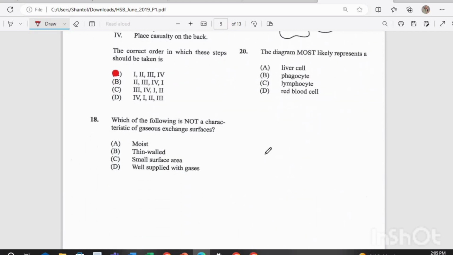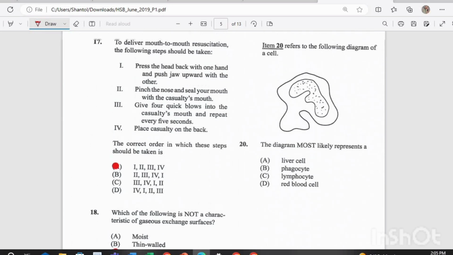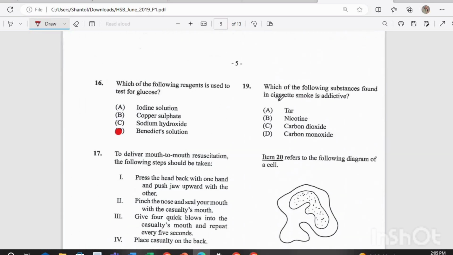Question 18. Which of the following is not a characteristic of gaseous exchange surfaces? A. Moist, B. Thin-walled, C. Small surface area, and D. Well supplied with gases. The answer is C. Small surface area. Question 19. Which of the following substances found in cigarette smoke is addictive? Is it A. Tar, B. Nicotine, C. Carbon dioxide, or D. Carbon monoxide? The answer is B.